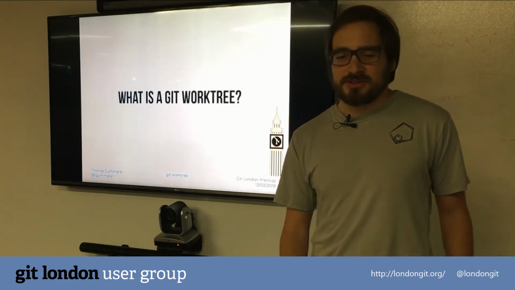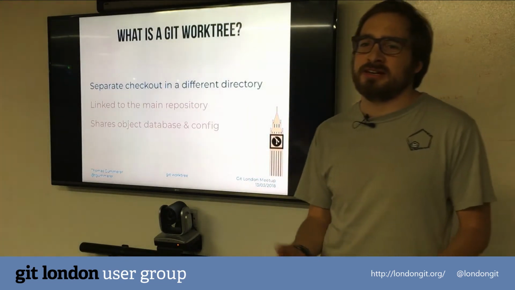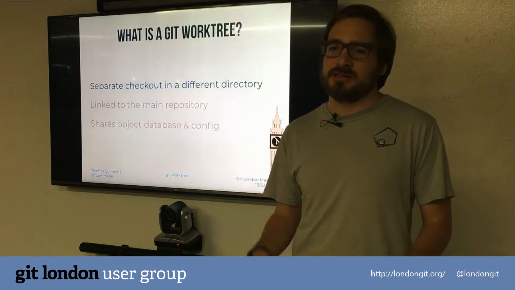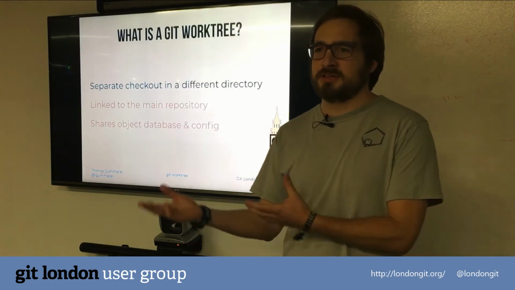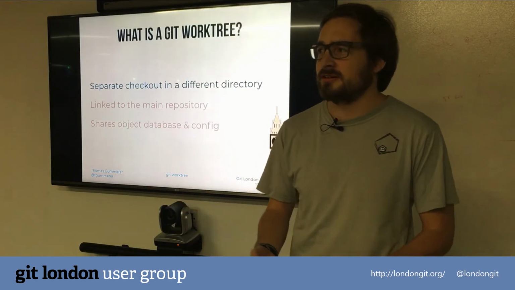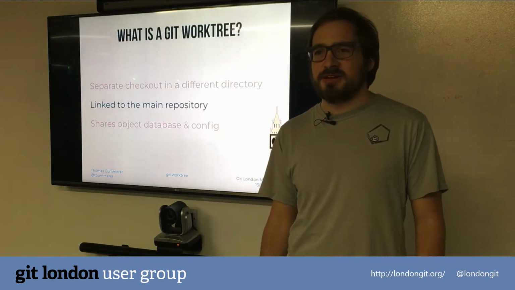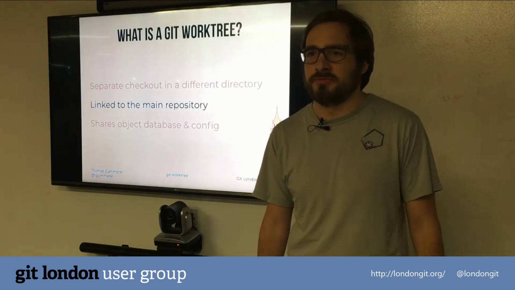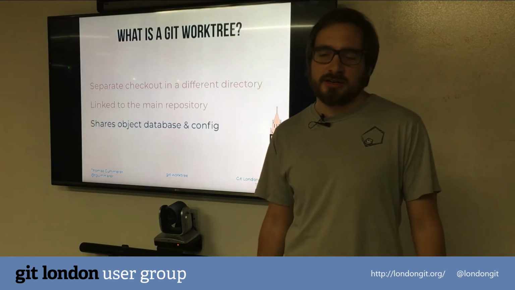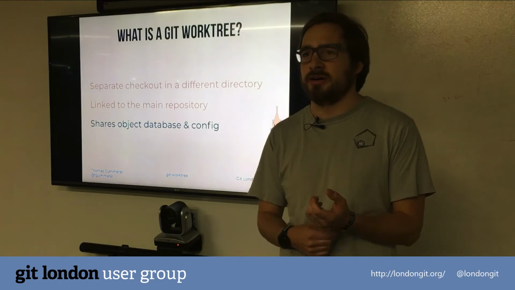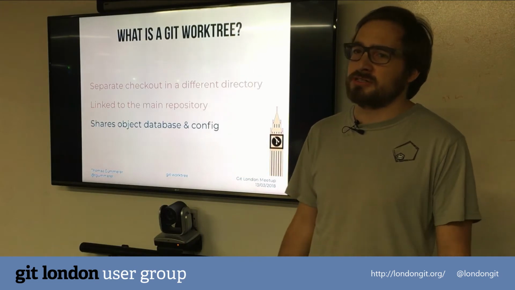Alright, so what even is a Git worktree? Basically, you can think of it as a separate checkout of one of your commits in a separate directory. So it's essentially like if you would clone your repository to a different location and then you can work with it. This checkout is linked to the main repository, so there is some connection with it. I'm gonna talk more about that later. And it shares the object database, the config, and the refs. So all your branches and your commits and everything is gonna be shared between the repositories.